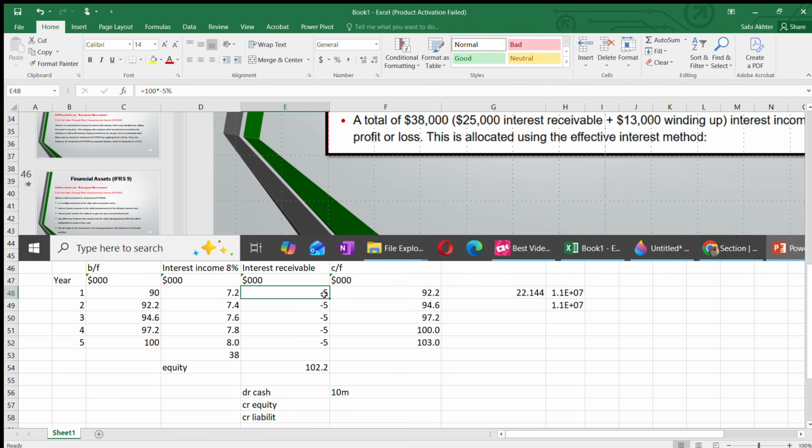Now, if there was a transaction cost, let's say of 5,000, this transaction cost will be added to your initial 90,000. Why? Because they are using amortized cost. Remember, for amortized and OCI, you add the transaction cost with your asset value. Only when it's through P&L, the transaction cost will go as an expense in P&L. So then your asset will become 95,000.